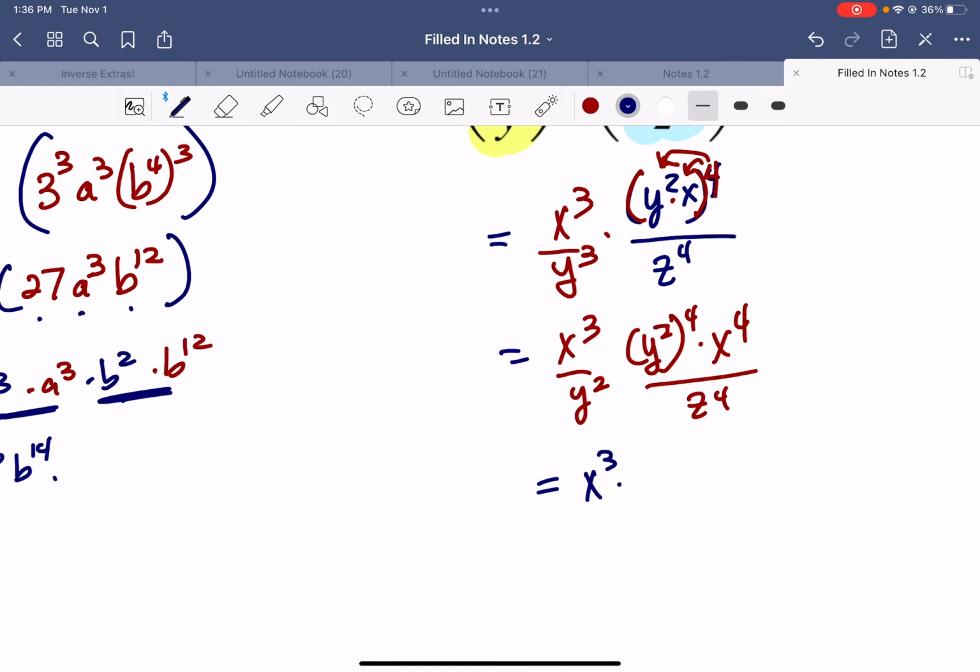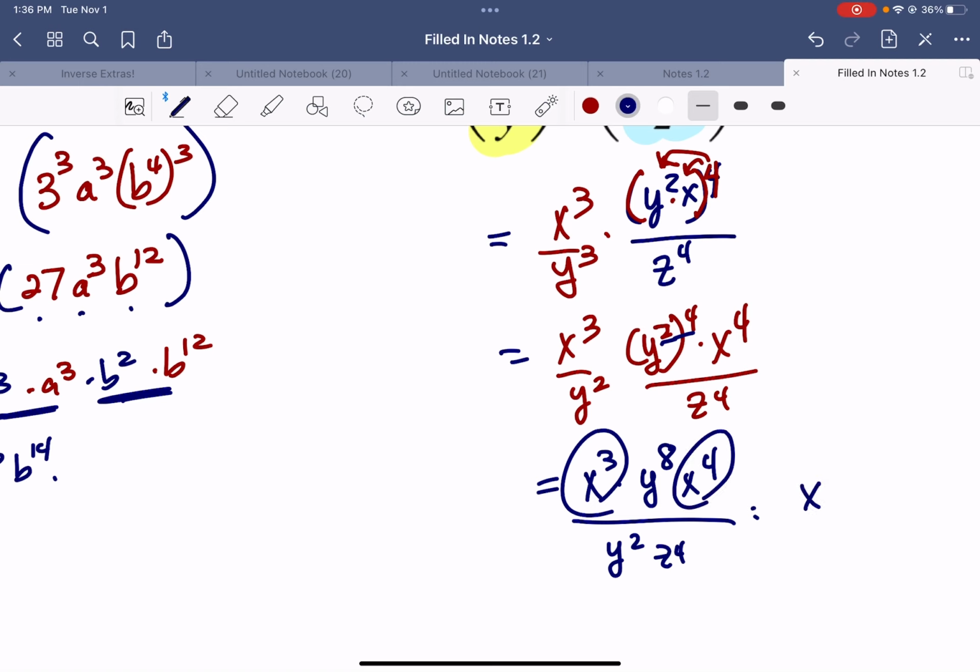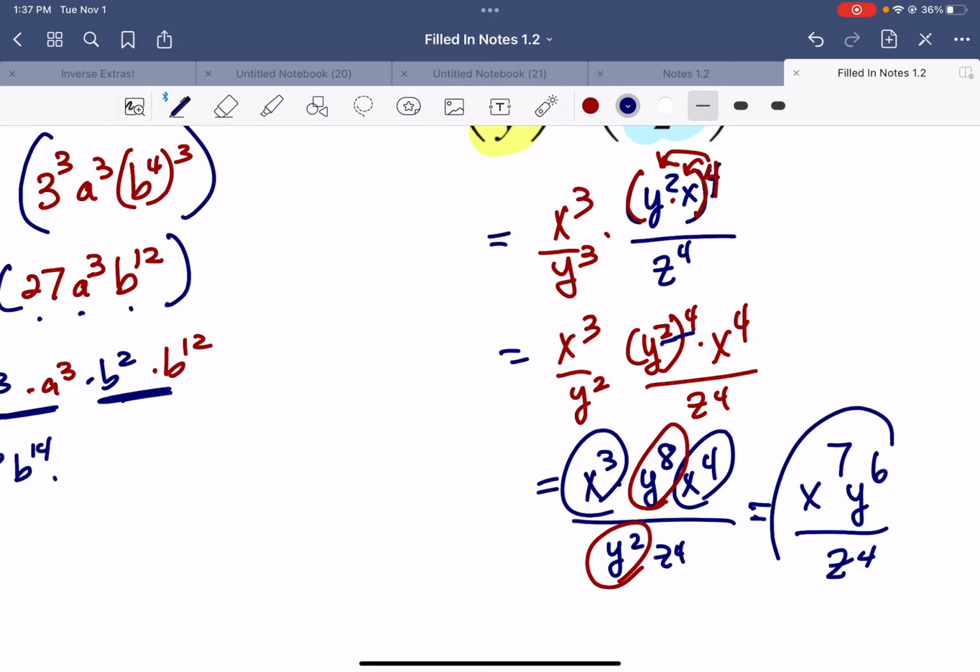So if I take y and raise it to the second, then to the fourth, I multiply to get y to the eighth. And I'm almost done. So on top, I really have x to the seventh because I multiply those like bases. But then here, I have y to the eighth divided by y to the second. That's really the same as y to the sixth on top. And then z to the fourth is chilling out on bottom.